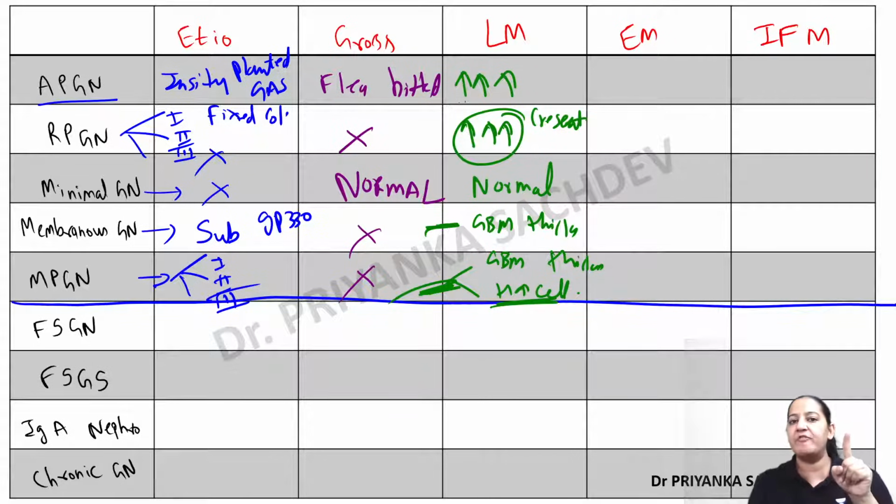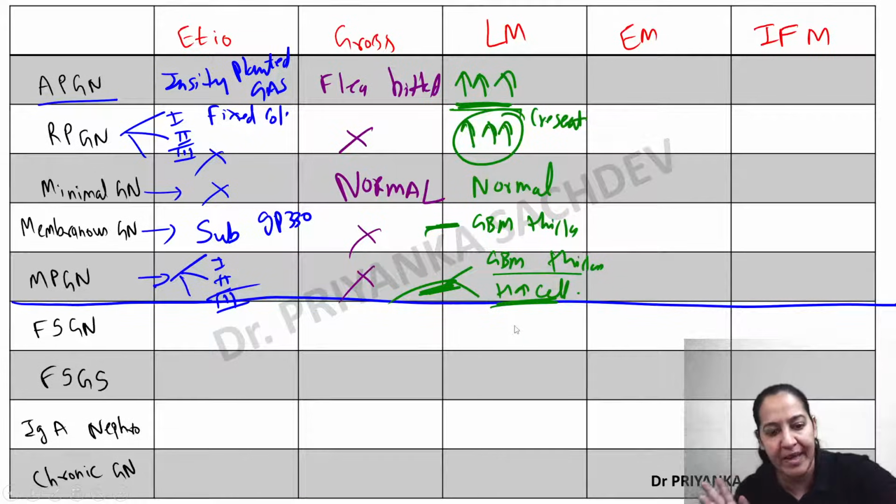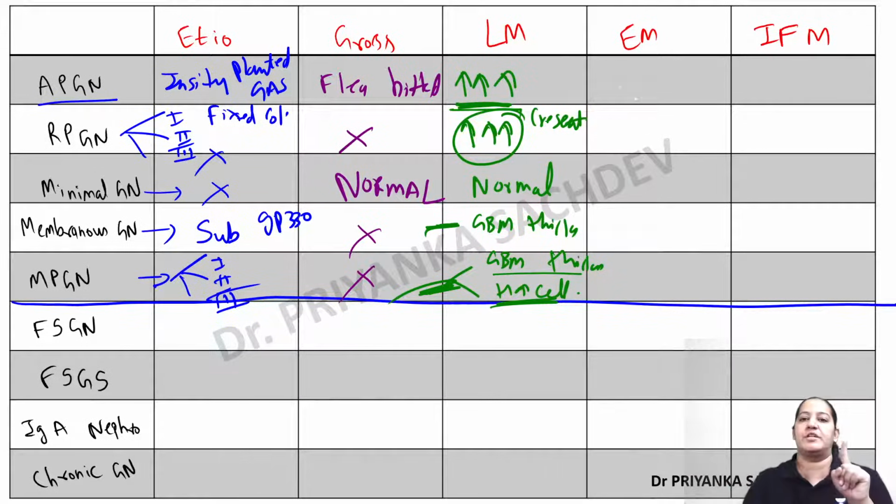Hypercellularity is also a feature of PSGN, but only hypercellularity will be there. GBM thickening is not there in PSGN. Here in MPGN, the GBM is also thickened. You got my point? Now in electron microscopy, you tell me the location of the deposits.